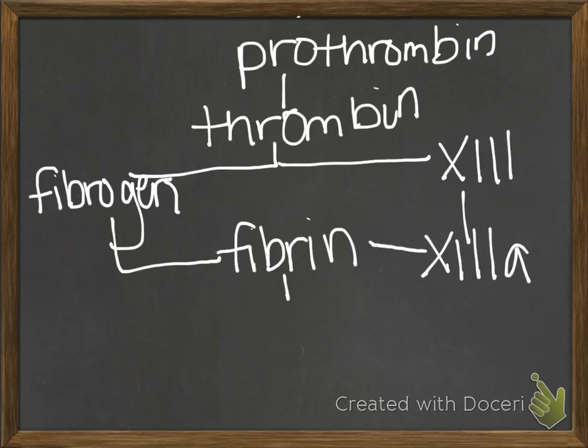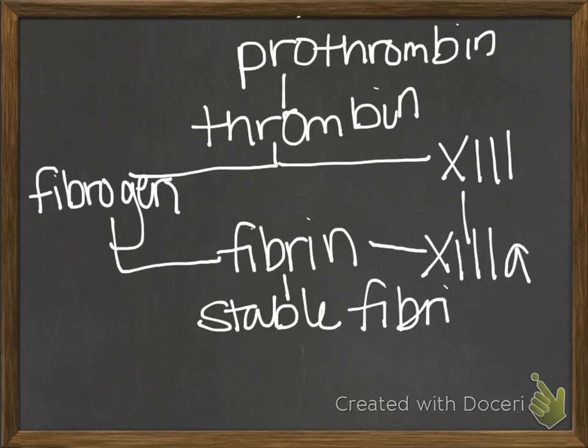And our fibrin, again, is our final product, which creates a stable fibrin clot. And remember that fibrin kind of makes that mesh work for all those other things to really solidify that clot. So the coagulation cascade is step 3 in this whole process.